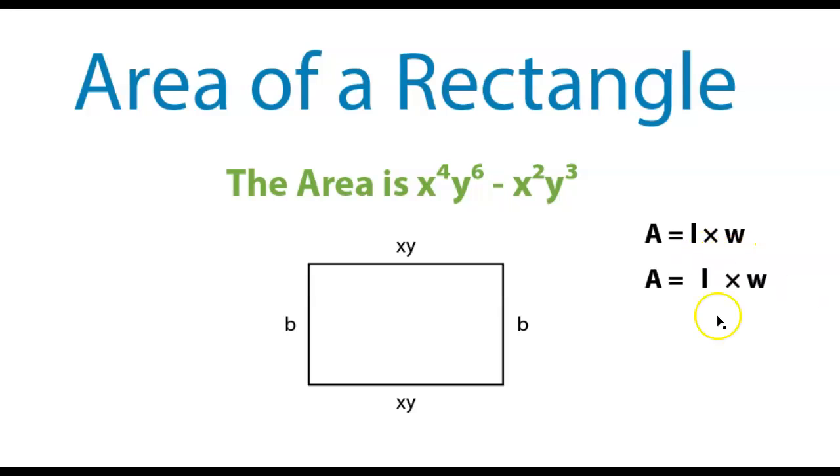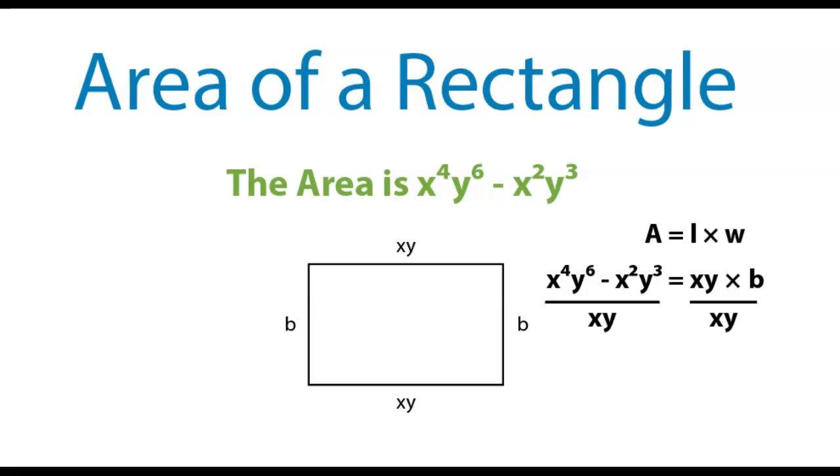I'm going to show you this time, so I'm just going to rewrite this so I can show you the substitution. So area gets substituted, right, so direct replacement. Area is this. The length is this, and the width is b.